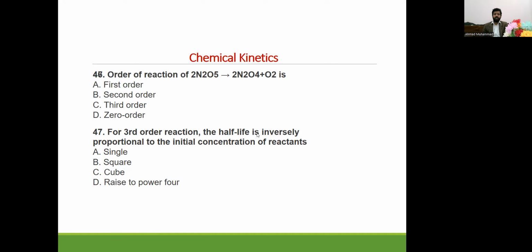For a third order reaction, the half-life is inversely proportional to the initial concentration of reactant raised to some power. The options are a single, square, cube, or raised to power 4. So for the third order reaction, the half-life is inversely proportional to the initial concentration raised to the power square. So the right option from these is B, square.